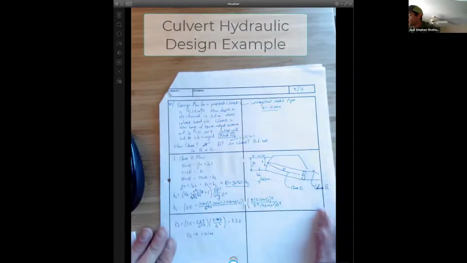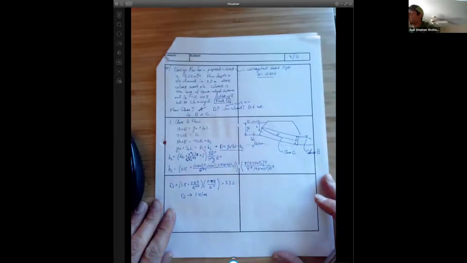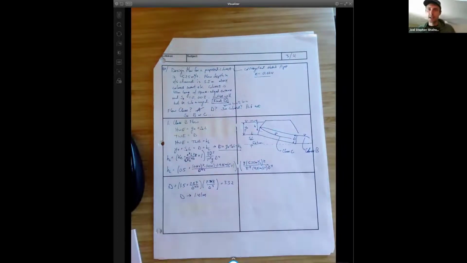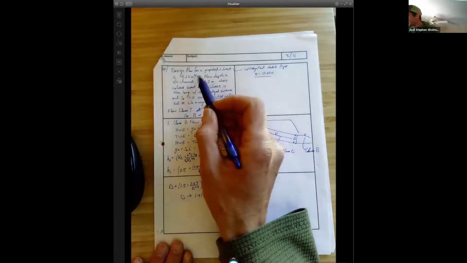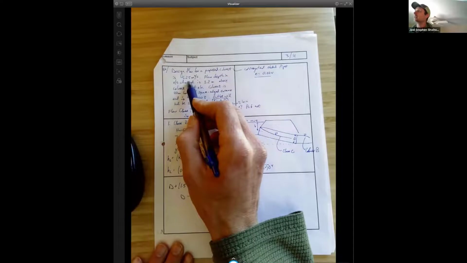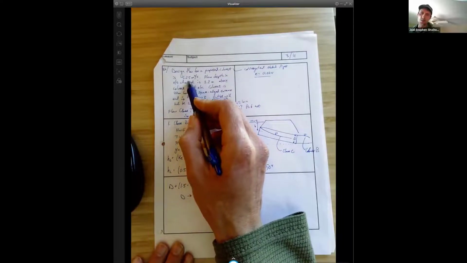So I'm going to just briefly walk you through how to do this, and then you can go back on the video and look at this if you need to for the homework assignment. This is the exact same example that's in your book, so I'm just going to talk you through it. So we've got a proposed culvert. We've got a design discharge that we estimated from a hydrologic model from the watershed.